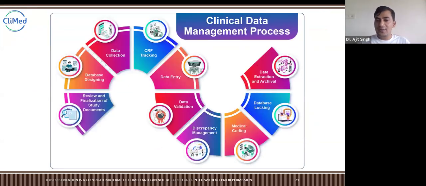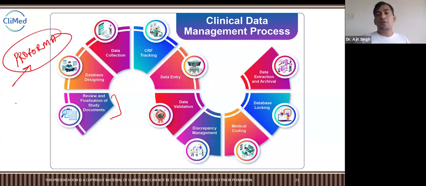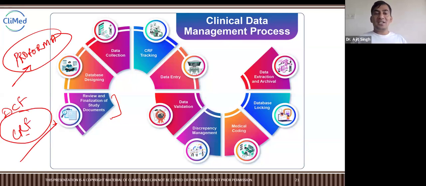So this is the clinical data management process, where they exactly work. Guys, this is very important to understand. First of all, they review and finalize the study documents, which means the protocol. They participate in the protocol and prepare the case report form, or what we call the pro forma. You have heard this word, as we have to submit the pro forma with the protocol. This is the data collection form, called the CRF, case report form. So you create the case report form, participate in the protocol creation, and participate in the study designs.